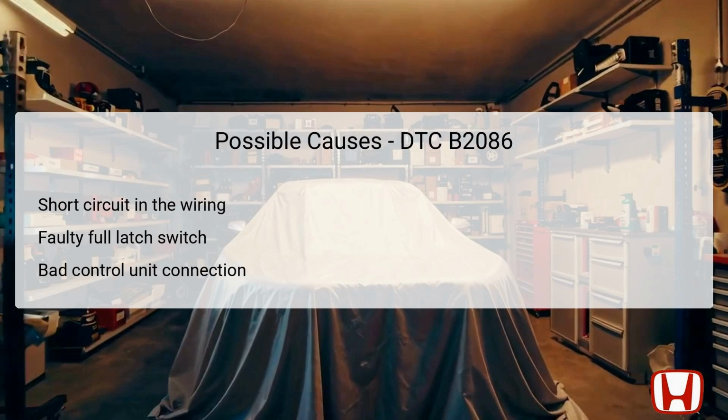Several factors can lead to the DTC B2086 code. A short circuit in the wiring may occur due to damage, exposure to moisture, or wear over time. Additionally, the full latch switch itself may become defective, preventing proper communication with the vehicle's control unit. Poor connections at the control unit can also cause this code to appear, as bad connections can disrupt the flow of information necessary for door operation.